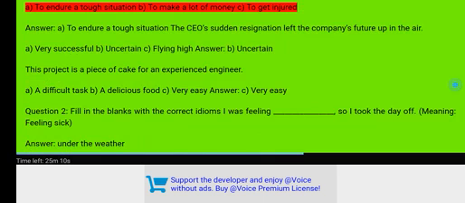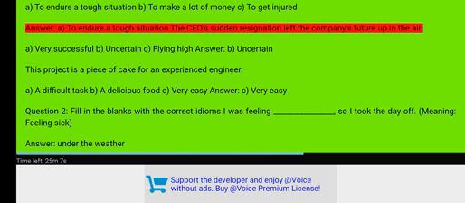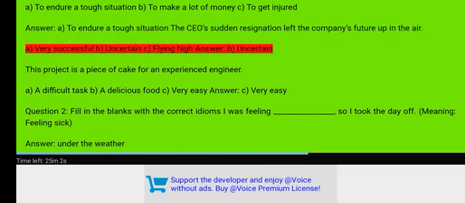A. To endure a tough situation. B. To make a lot of money. C. To get injured. Answer. A. To endure a tough situation. The CEO's sudden resignation left the company's future up in the air. A. Very successful. B. Uncertain. C. Flying high. Answer. B.